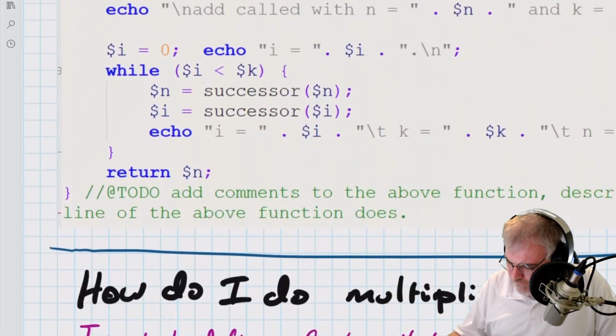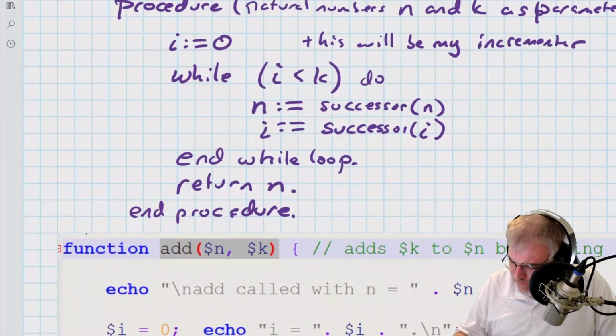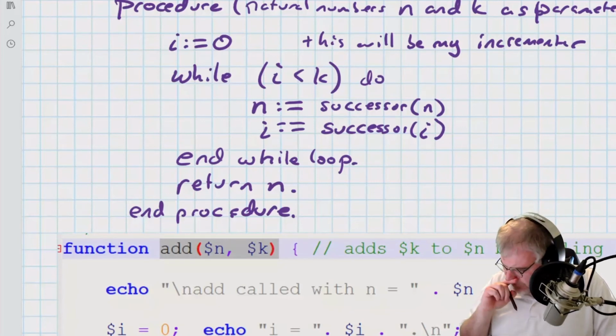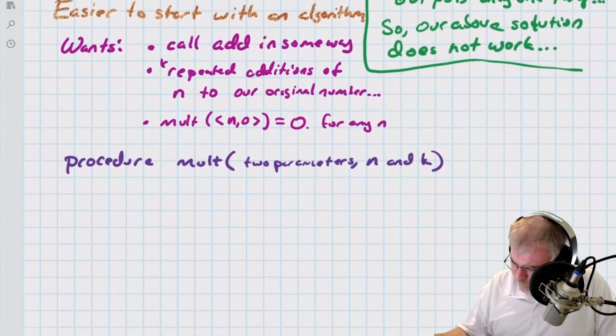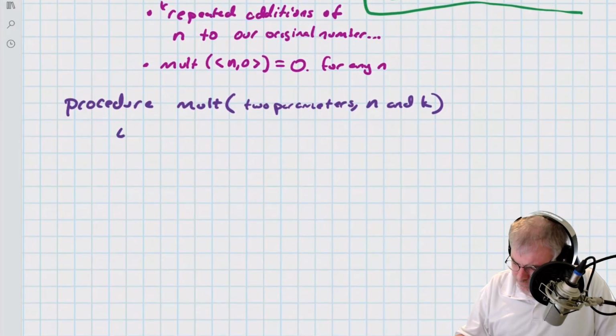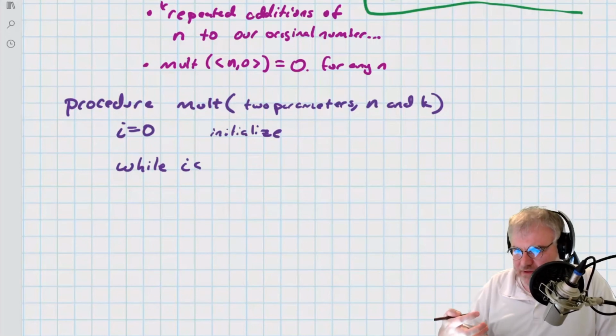Well, let's look at what we did before. What we did before was we had this kind of i equals 0. We're probably going to have a loop in the middle of it. And we're probably going to do something like this. So let's do an i equals 0, and let's do a little while loop. It's going to need to run k times, right? Because I want to add k times something.